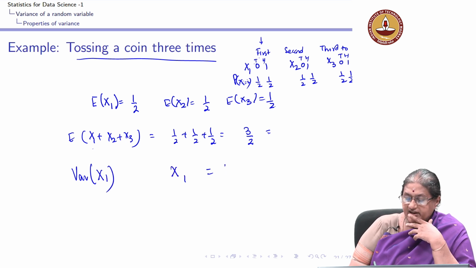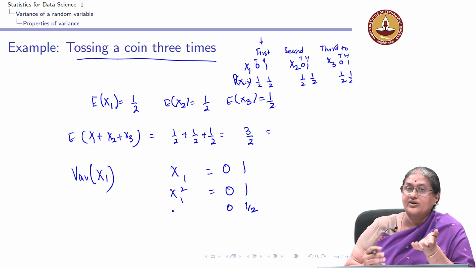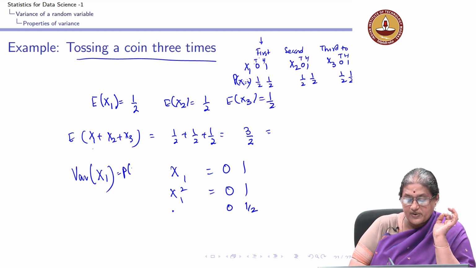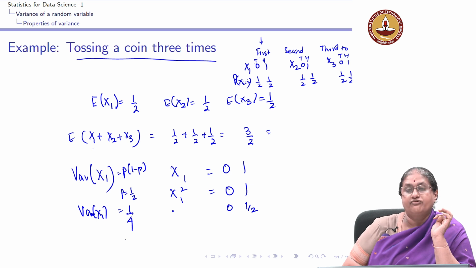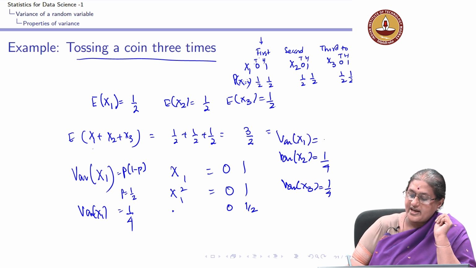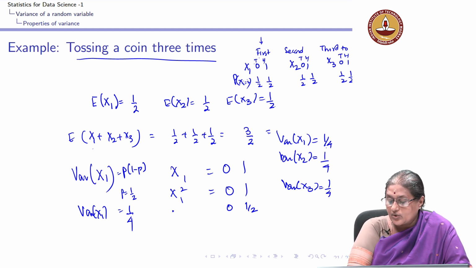Now let's look at the variance of x1. If x1 takes the value 0 and 1, I know x1 square also takes the value 0 and 1 with probability half each. Recall this is a Bernoulli random variable. We know the variance of a Bernoulli random variable is p into 1 minus p. p in this case is half. So the variance of x1 is 1 by 4. Similarly, the variance of x2 is also 1 by 4 and the variance of x3 is also 1 by 4, because x1, x2, x3 are all Bernoulli random variables with parameter p equal to half.